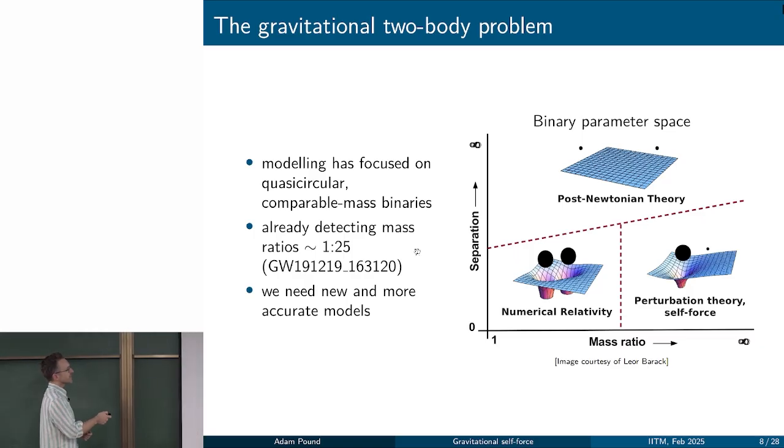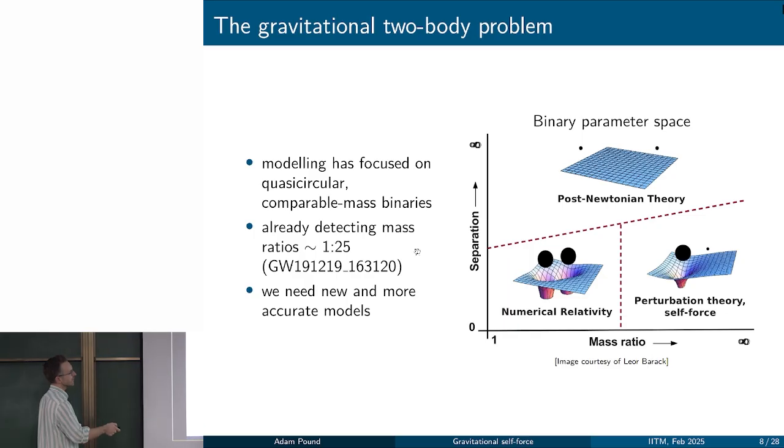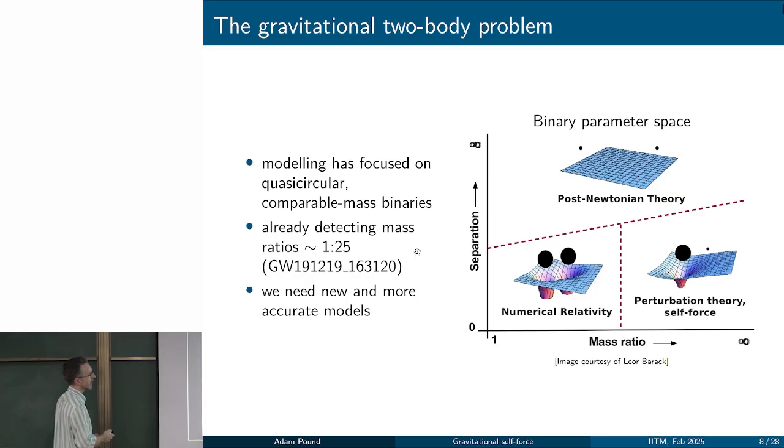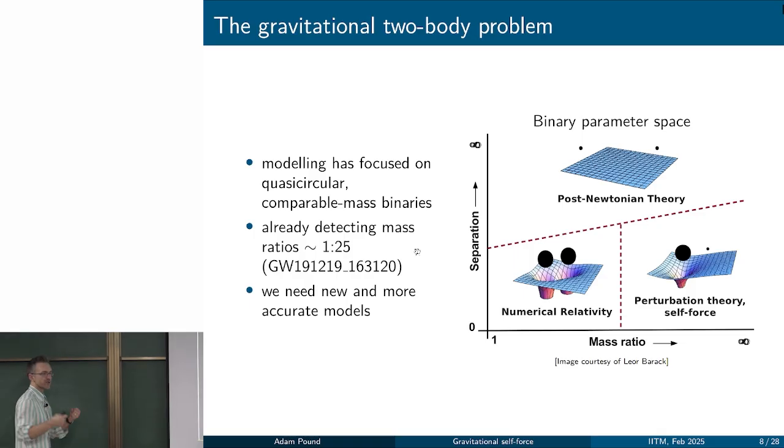So modeling has focused on comparable mass systems, which are over here. These are the two most important axes in the binary parameter space. The mass ratio, this is the large mass ratio, so heavy object mass divided by light object mass. And then the orbital separation. When the objects are widely separated, you have post-Newtonian theory. When the objects are very close to each other and also roughly equal mass, then numerical relativity is the only game in town.